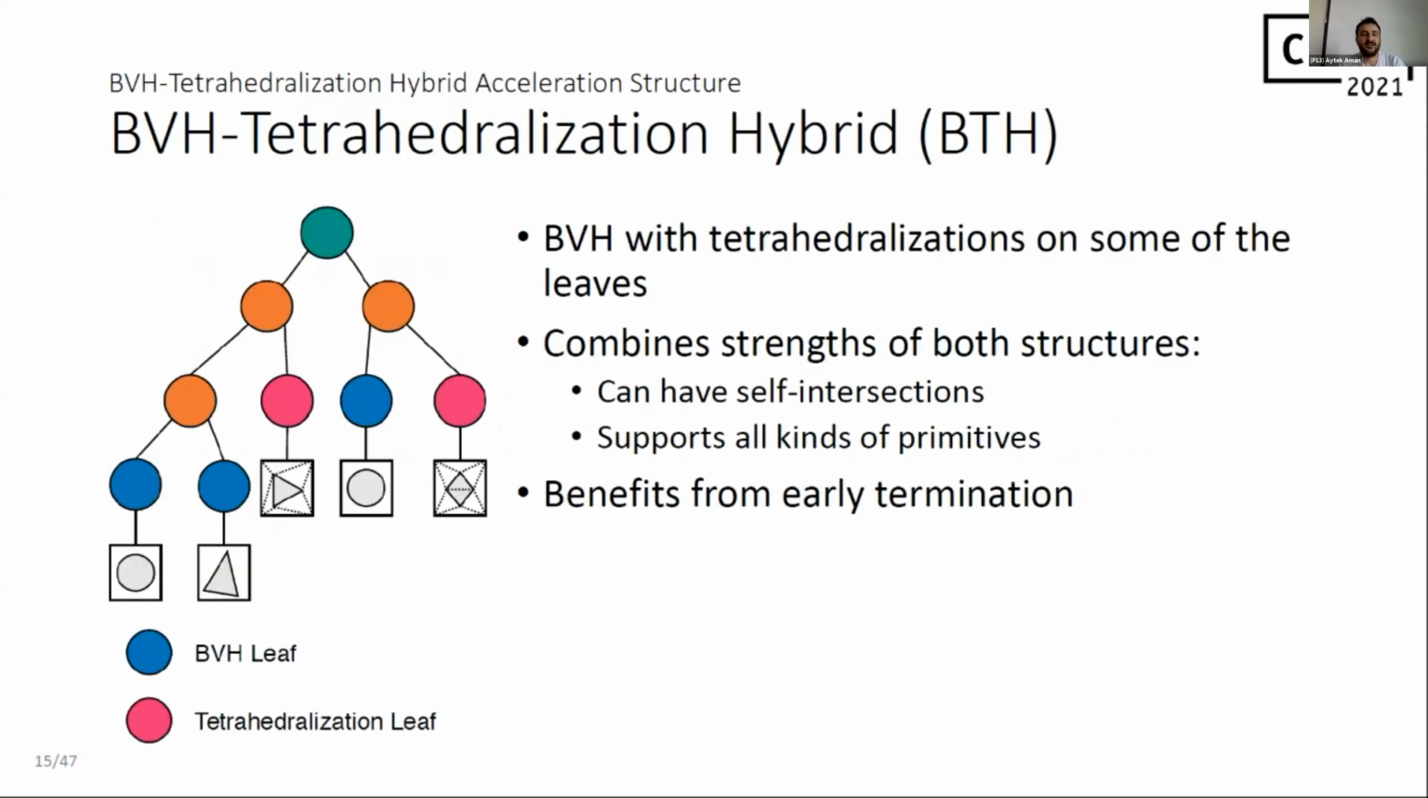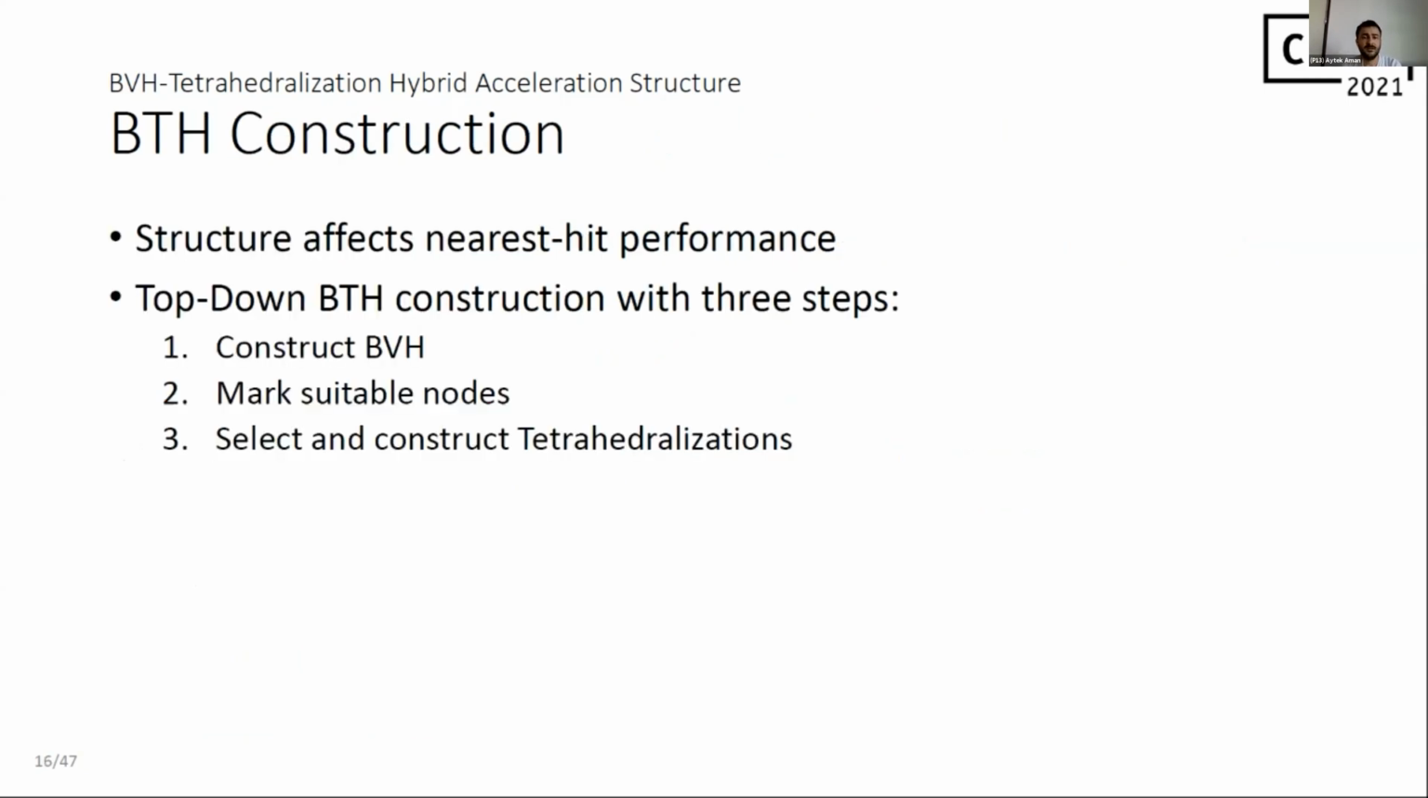So our structure is actually a hybrid of bounding volume hierarchies plus a tetrahedralization. We call it a BTH. It's actually a BVH with tetrahedralizations on some of the leaves, and it combines the strengths of both structures. The structure can have self-intersections, unlike tetrahedralizations, and it can support all kinds of primitives, and we can actually benefit from early termination, which is a very nice point about the constraint tetrahedralizations. And the structure, of course, affects the nearest seed performance.